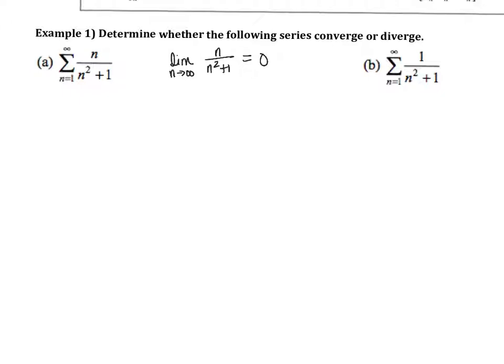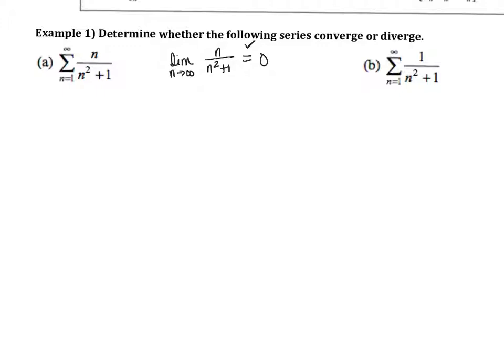But this one is true. This is true because that n squared is going to win compared to the n, and therefore that limit will be equal to 0. So now I'm thinking it's not geometric. That was my other series that I had learned. So I'm on to the integral test.